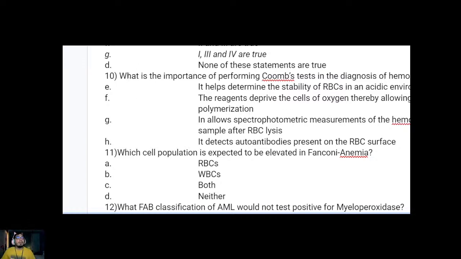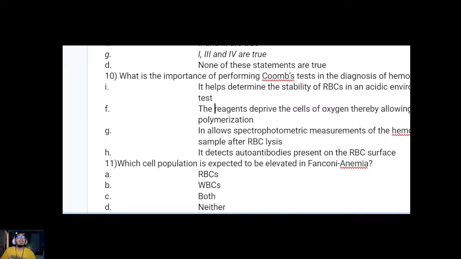Alright? What is the importance of performing Coombs test in the diagnosis of hemolytic anemias? It helps determine the stability of RBCs in an acidic environment. This is known as sugar water test. Okay? Walang kinalaman yan. Next. Hemoglobin, the reagents deprive the hemoglobin cells of oxygen thereby allowing hemoglobin to polymerize. Nope. That is for sickle cell screen. Kasi madaming nagkamali dito, Sir Marco, kaya isa-isahin natin sila para wala silang takas sa akin.